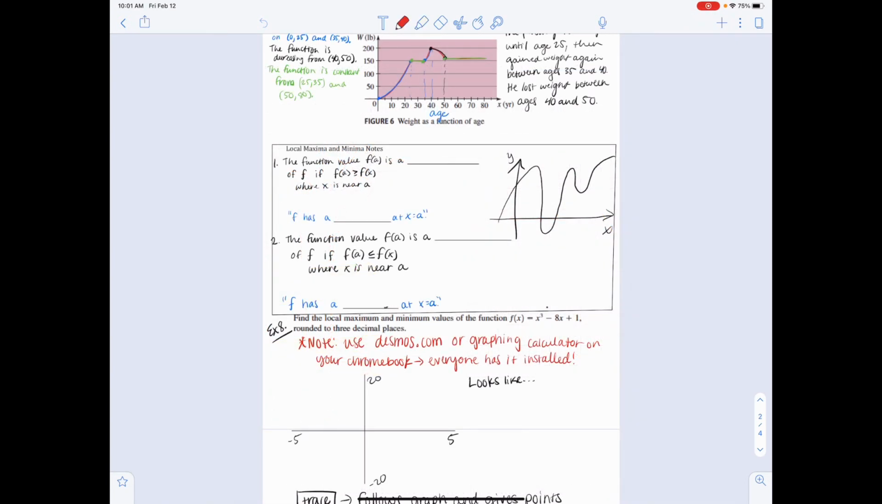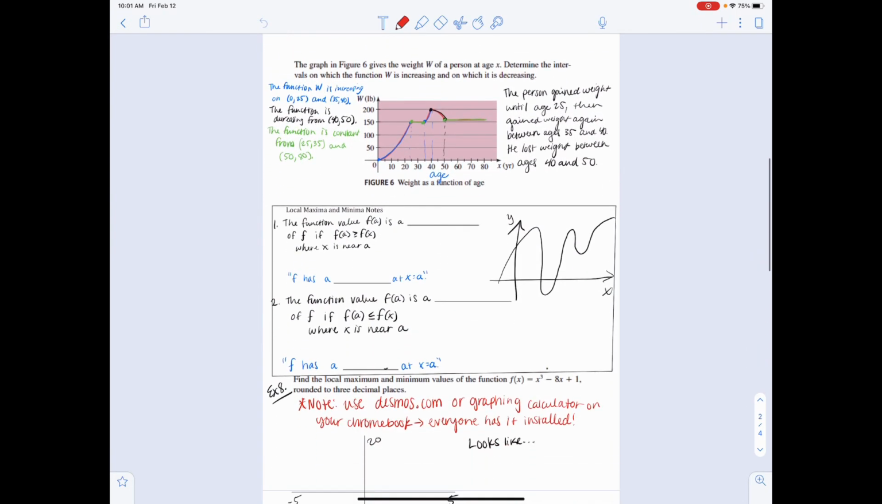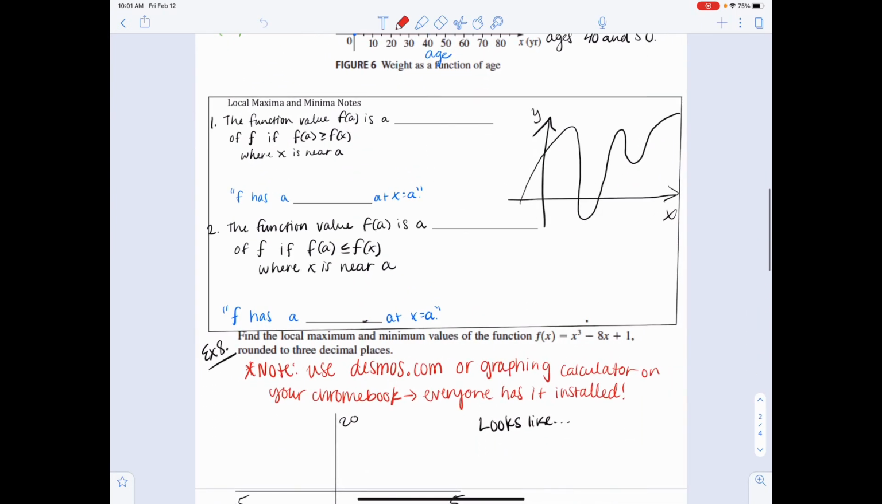All right, we're going to jump to our guided notes and do our local maxima and minima notes. So if you want to go to your guided notes, this is the second part. We're halfway down the second page. Okay, we're at the spot that says local maxima and minima notes.